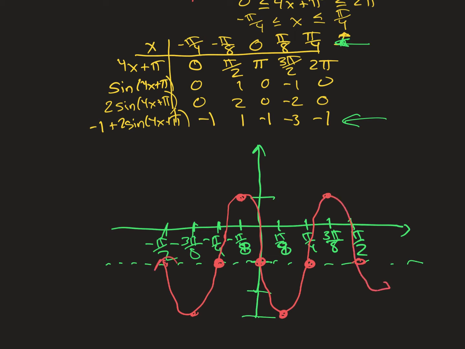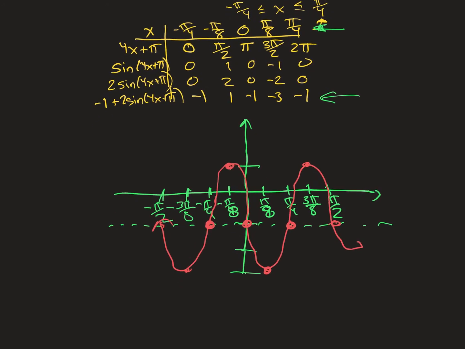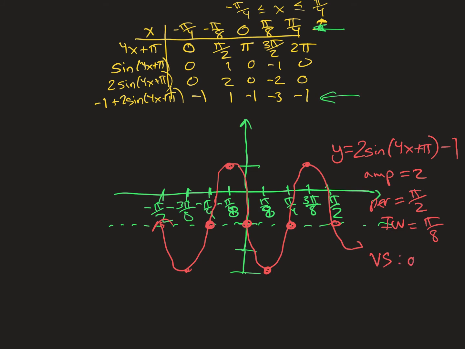Now, one thing that I want to come back to. So this was the graph we said of y equals 2 sine of 4x plus pi, minus 1. And we've already said that the amplitude is 2. The period here is 2 pi over 4, or pi over 2 in this case. My interval width is pi over 8. My vertical shift is down 1. But we haven't stated the horizontal shift, which is also going to be called a phase shift.